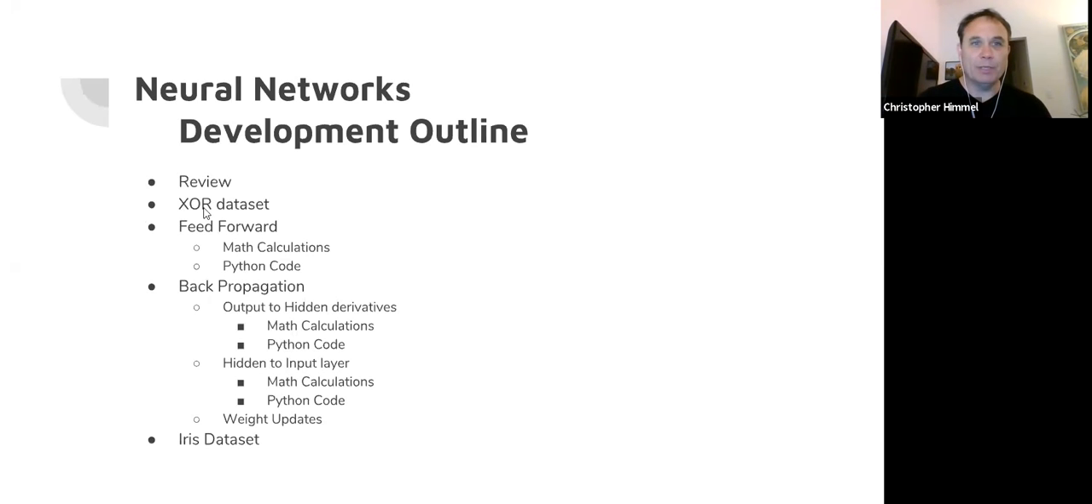Then I'm going to show you the XOR data set. We're going to create it. We're just going to instantiate it here. It's very simple. Then we're going to go through the feed forward process, how you go from the beginning of your network to the end of your network. And so we're going to do the math calculations, and then we're going to show the Python code to go along with that. So we can have the computer do this math, because it's not fun to do a lot of math by hand, even if I have a calculator. Computers are still better.